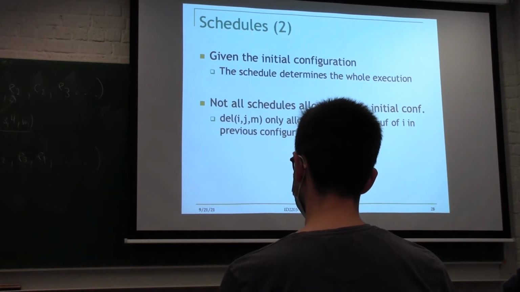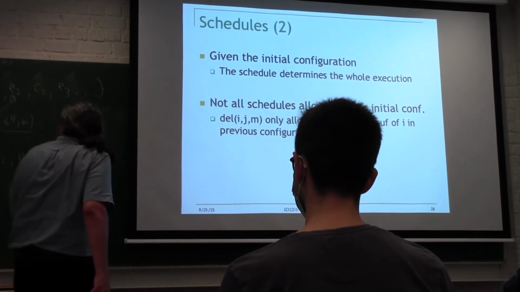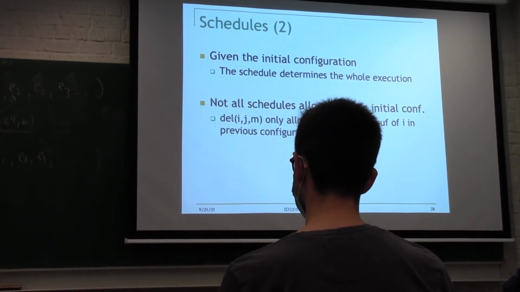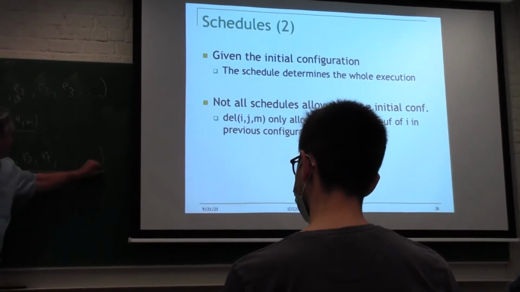So, given the initial configuration, C0, if you know the schedule, you know everything, okay? So the schedule actually gives you everything. You don't really have to even keep track of these other configurations. It's kind of a theoretical point.